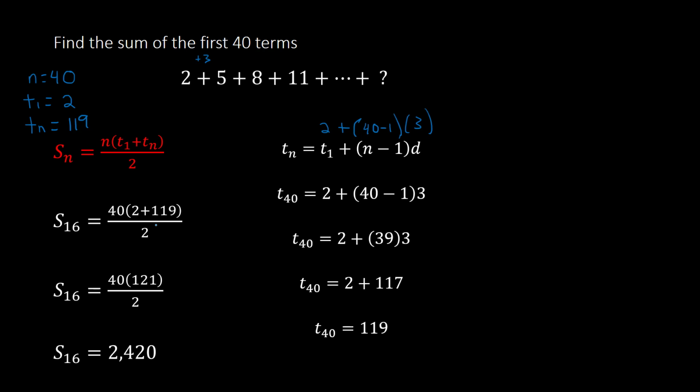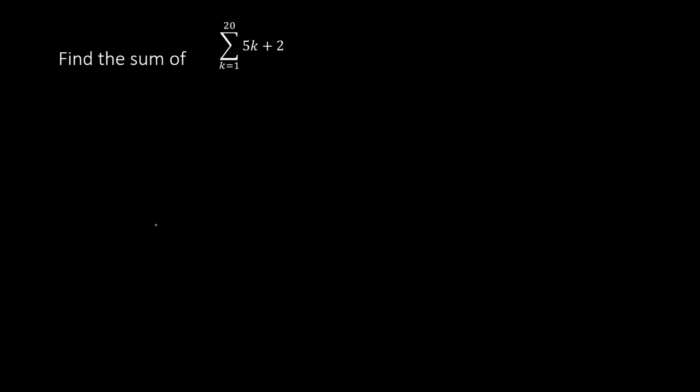Now the next example is not really any more difficult, but it's a little different. Here we are now given the summation notation, and you're told to find the sum of this series. Well, the first thing you want to do is figure out what numbers we have in this series. What series does this represent? So to find that, I plug in the numbers 1 all the way to 20 in for k.